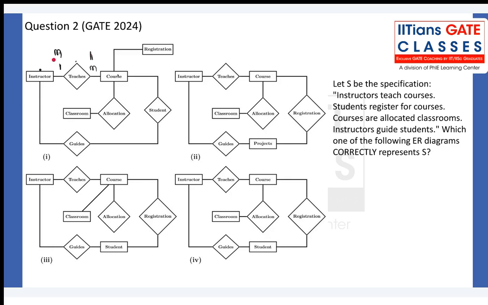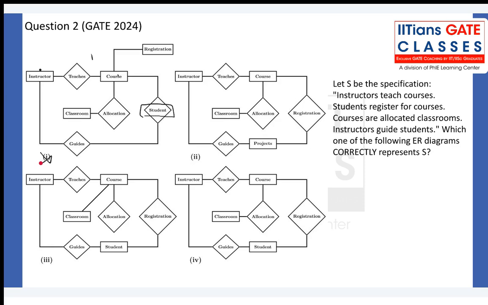So, instructor teaches courses. Option A looks like it should be correct. Let's see. Students register for courses. Student should be an entity, right? Student cannot be a relationship. Student is an entity, it's an object, right? So option 1 is gone. It's not correct. Okay, everyone clear why option 1 is not correct?